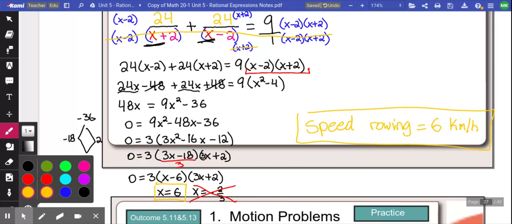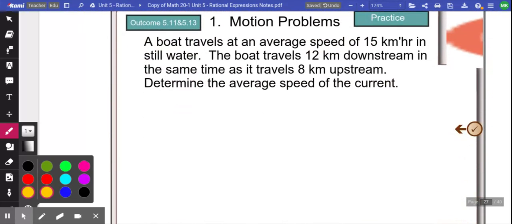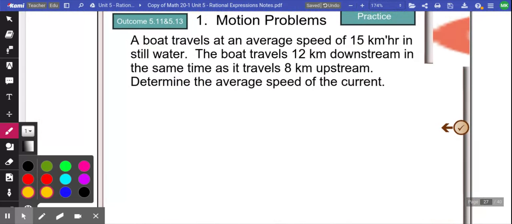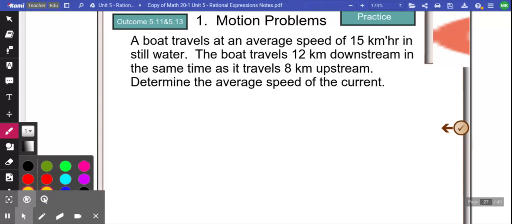Fantastic. There's one more here. I want you to pause the video and just try to set it up. Don't try to solve it. Just try to set it up. And then unpause the video and you'll see the actual setup. All right. Hopefully you did that.